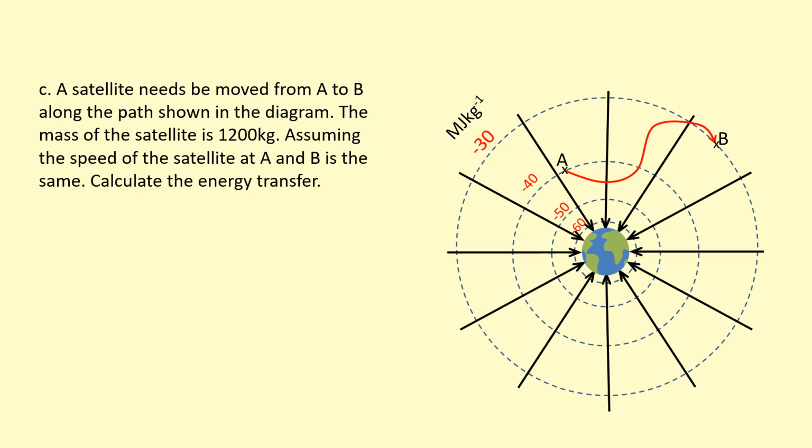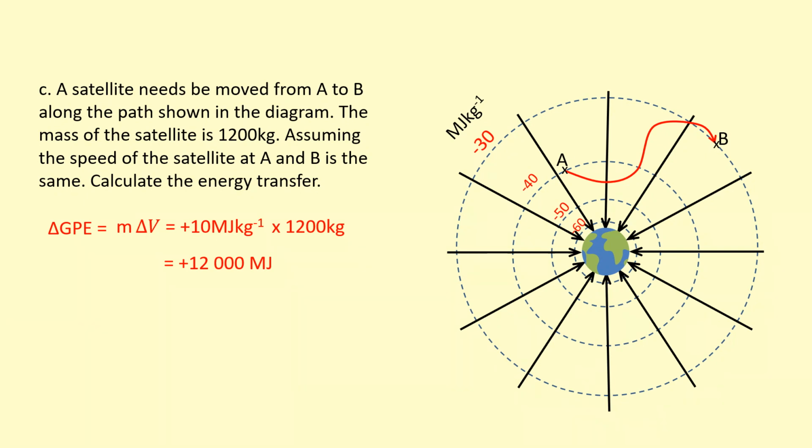Okay, so we're going from minus 40 megajoules per kilogram to minus 30. So the gravitational potential has increased by plus 10 megajoules per kilogram. But we're not moving 1 kilogram, we're moving 1,200 kilograms. So multiply this by the mass, and that gives you the gravitational potential energy change.